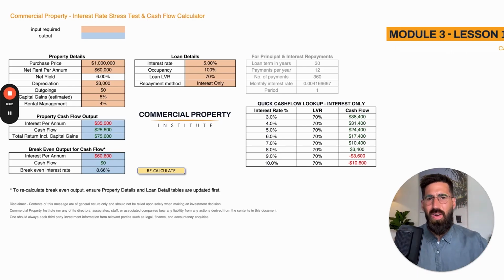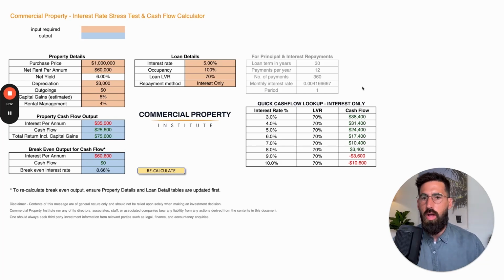Hey guys, welcome to the explainer video of the interest rate stress test and cash flow calculator. This is actually my favorite spreadsheet because it does everything. It lets you stress test your portfolio, look at what your cash flow is for different interest rates, whether it be interest only or principal and interest. It does absolutely everything.